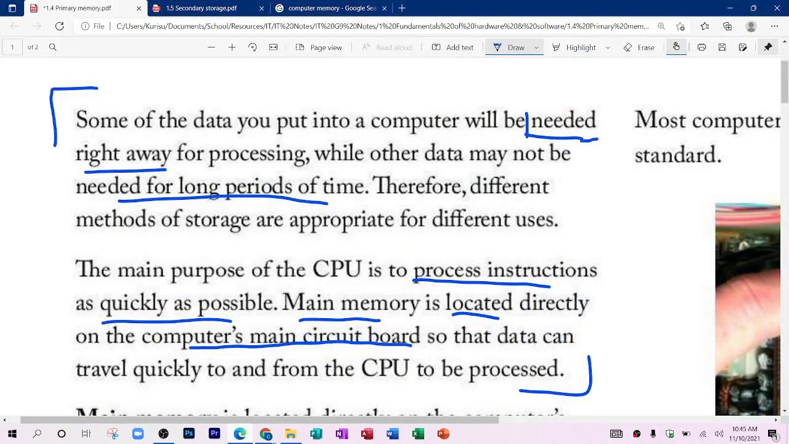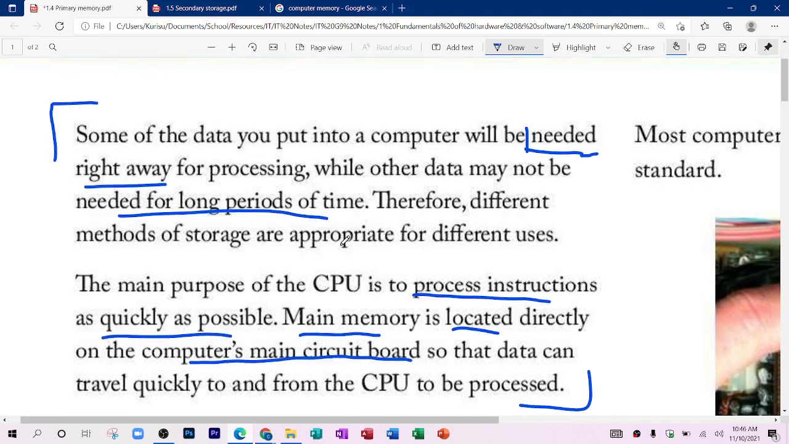So certain types of data you need right away. For example, the data that is going to run your computer, the data that is going to play your games, the data that you're going to run an application. You need those right away. But certain other types of data, you do not need right away. With those types of data, where they are stored is important to understand. Where do we store data that we do not need right away? And where do we store data that you do need right away?